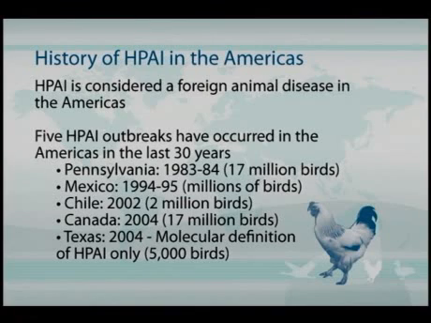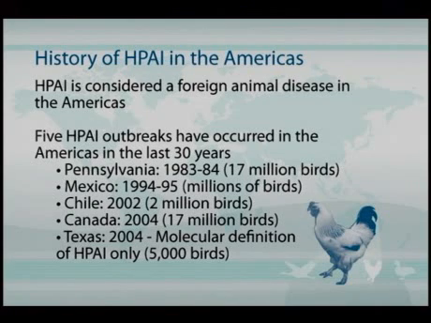Now, in the U.S. or in the Americas in the last 30 years, we've had 5 major disease outbreaks of high-path AI. And again, high-path avian influenza is considered a foreign animal disease in the Americas. It's not something we would normally find. The biggest outbreak we've had in the United States was in Pennsylvania in 83 and 84. We had to destroy, or 17 million birds died or had to be destroyed to control this outbreak. It cost the government over $60 million in 1983 dollars, which is well over $200 million today, to control this outbreak.